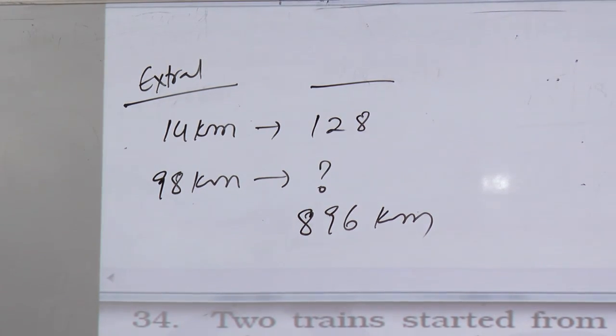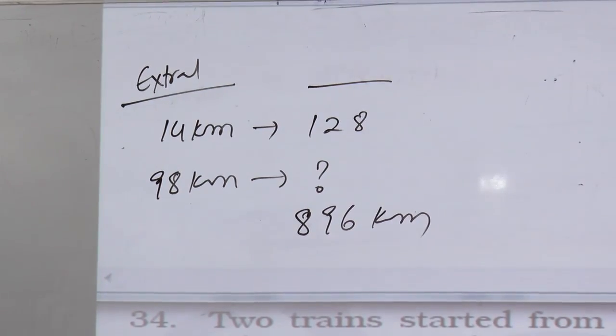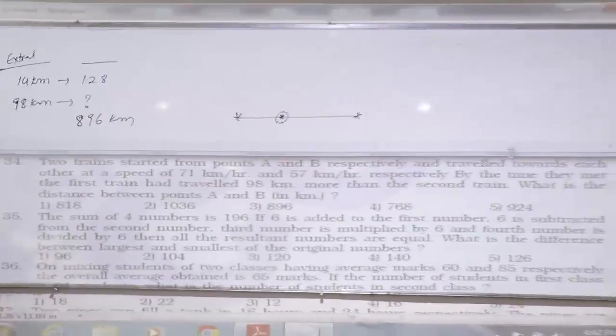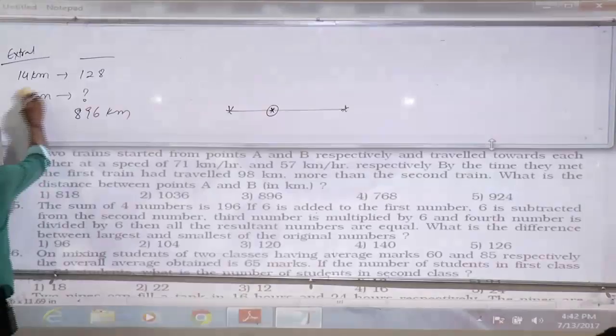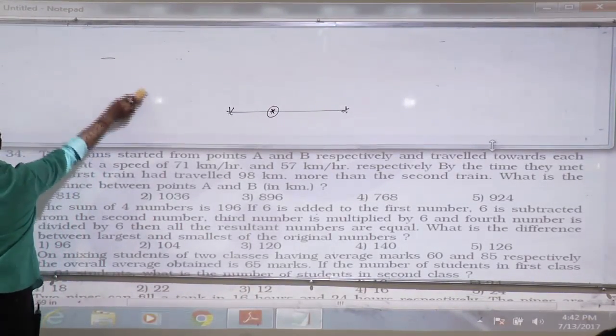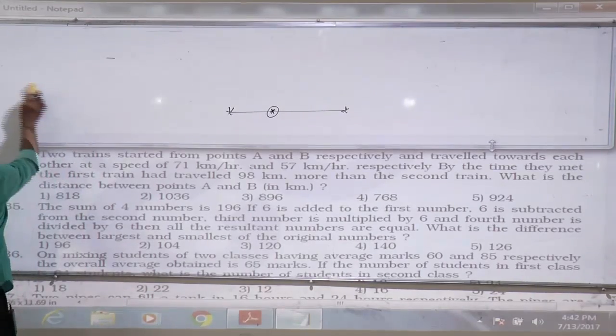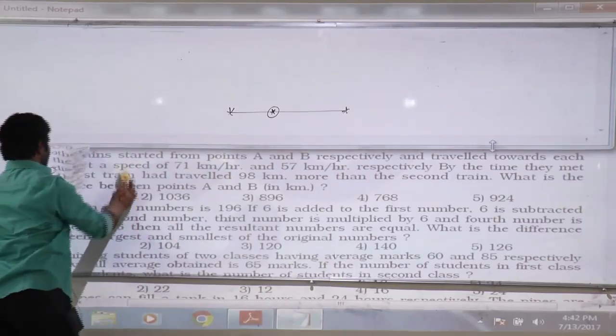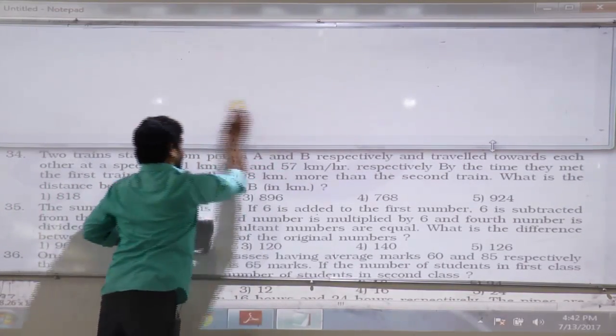Next, 35. The sum of 4 numbers is 196. If 6 is added to the first number and 6 is subtracted from the second number, third number is multiplied by 6 and fourth number is divided by 6, then all the resultant numbers are equal. What is the difference between the largest and the smallest of the original numbers?